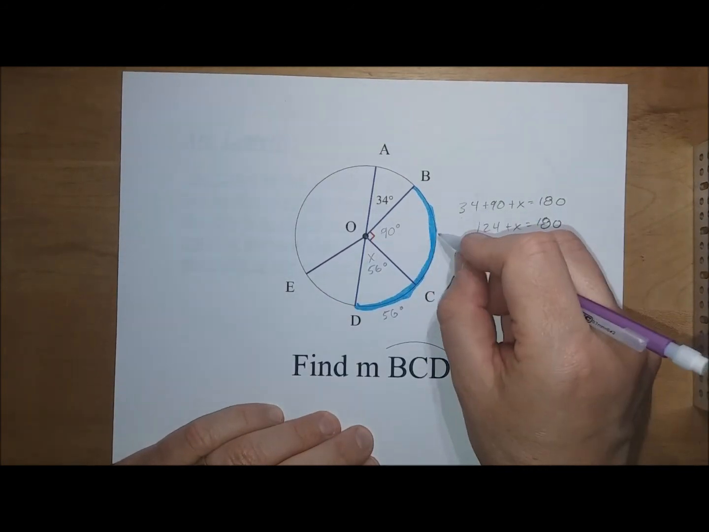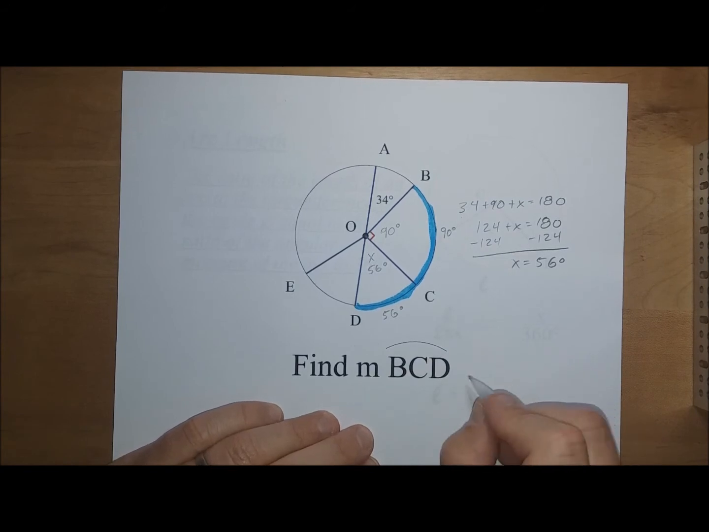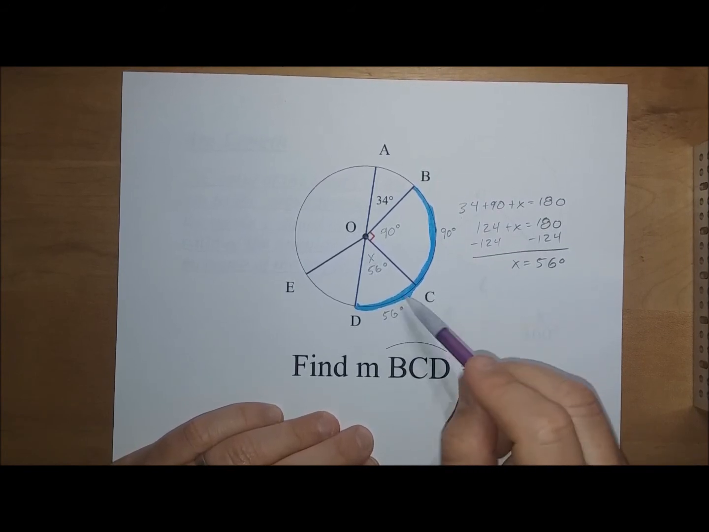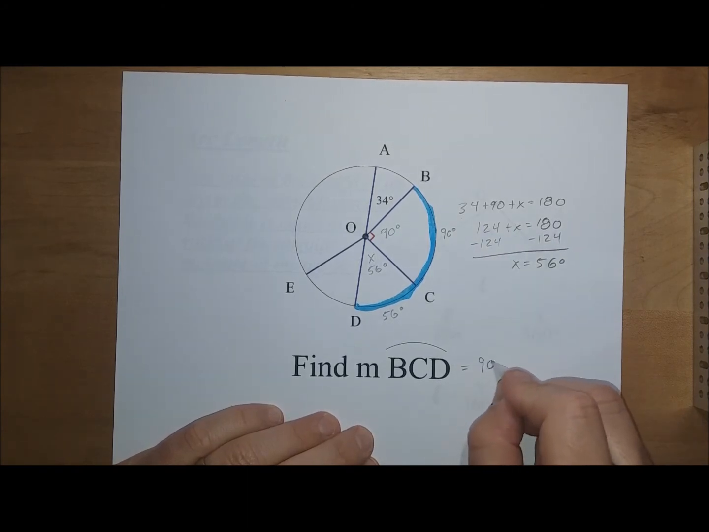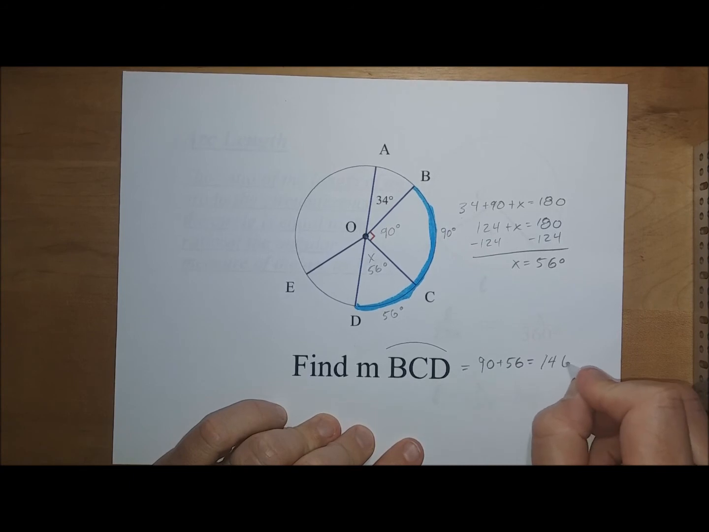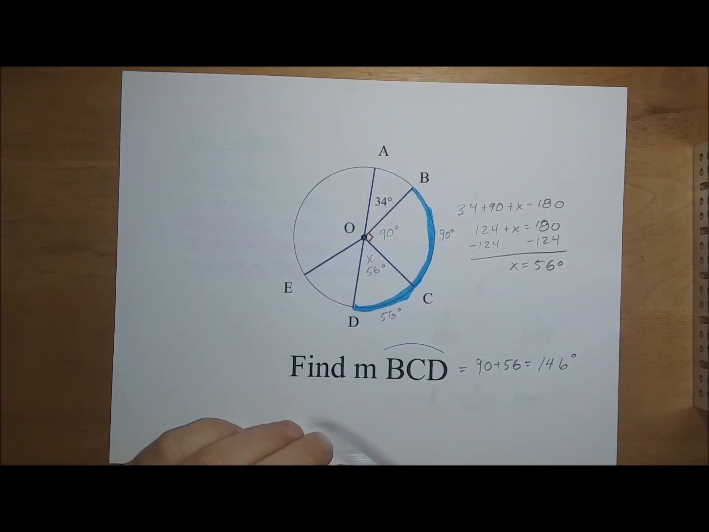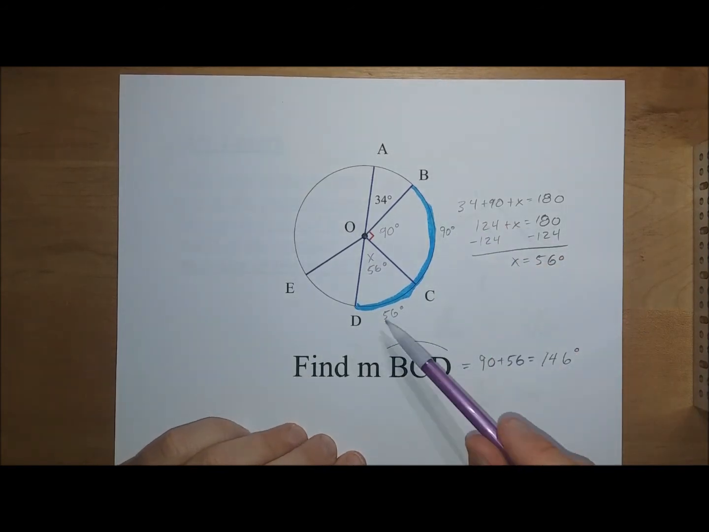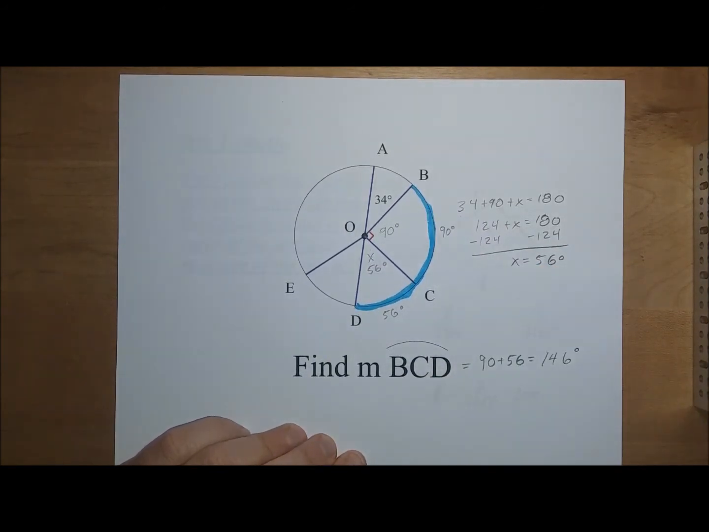So if my central angle is 56 degrees, then that means my arc out here is 56 degrees. And if this central angle is 90 degrees, then this arc out here is 90 degrees. So the measure of arc BCD is going to be the sum of these two arcs, 90 plus 56, which is going to equal 146 degrees. Okay. In the future, maybe you recognize the shortcut there. Maybe you see all that and you say, hold on, arc BCD is going to be 180 minus 34, which would give me 146 degrees.